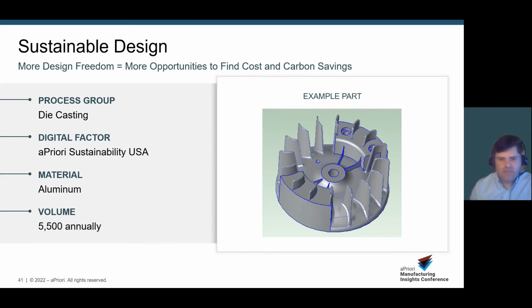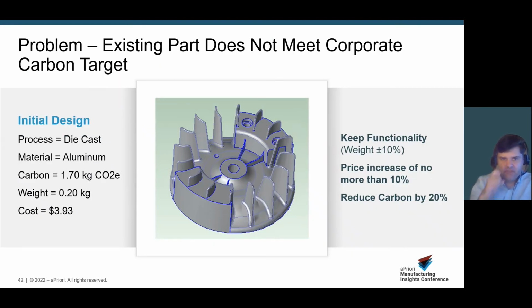So here's our example part. It's a flywheel. It's die casted. It's made in the United States. It's made from aluminum, and it has a relatively small volume. So our initial design has 1.7 kilograms of CO2. It weighs 0.2 kilograms, and it costs just under $4 to manufacture.